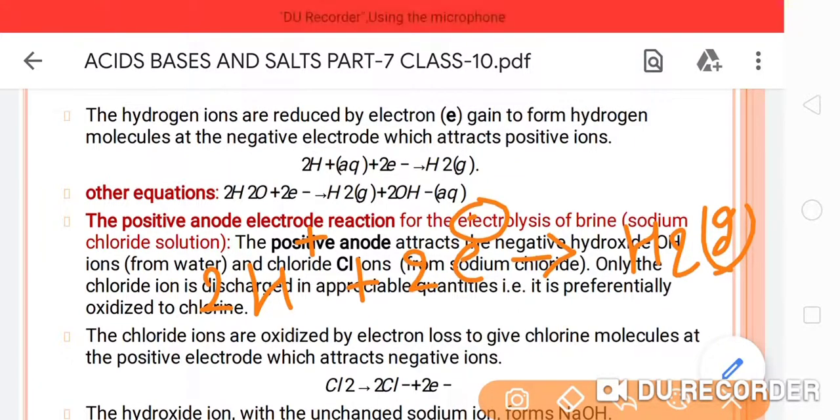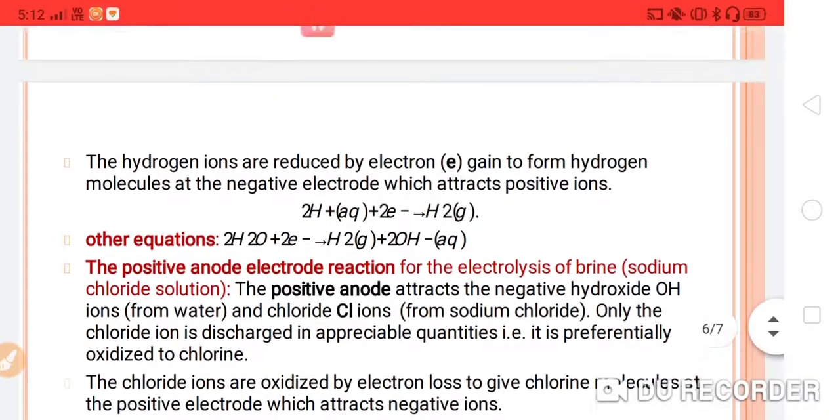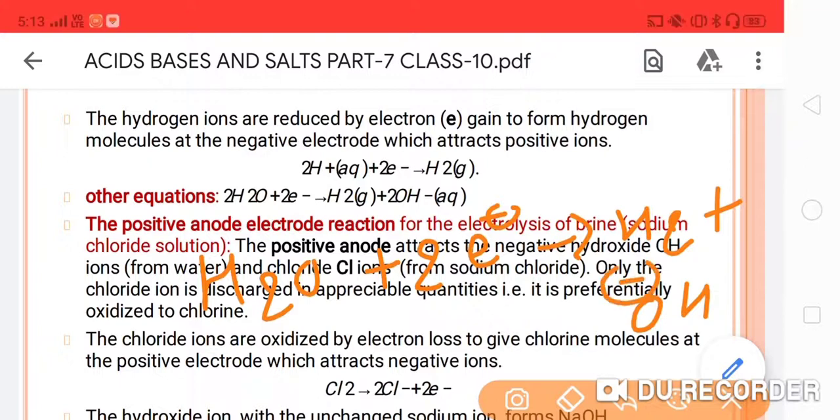And what will be the other equation? Let's see, students. Here you can see there is a water molecule. When the water molecule also gains 2 electrons, it will convert into H2 plus OH negative ion. Okay, so this takes place here.